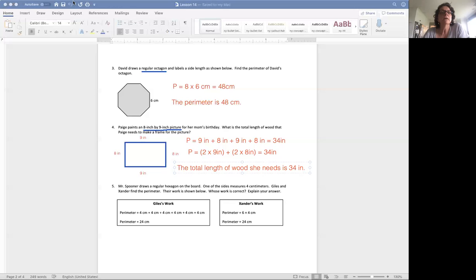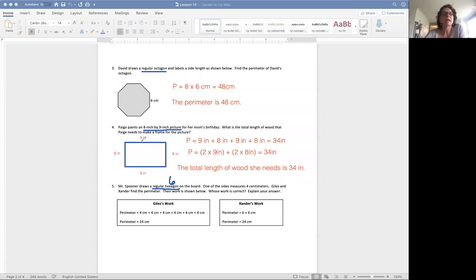So I'm going to underline what I know here. And I know that it's a regular hexagon. And as soon as I see hexagon, I'm going to put a 6 above there because I know hexagon has 6 sides. Regular means all the sides are equal. All right, so if one of the sides measures 4 centimeters, what number sentences could I write?